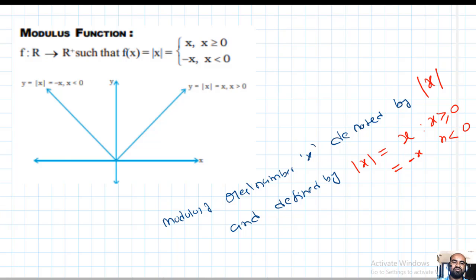So instead of writing two equalities, what will we write? I will show you. You write a bracket and write only mod x. This is called a piecewise function. This is called the modulus function. Now I want to draw its graph and explain what the domain and range are.